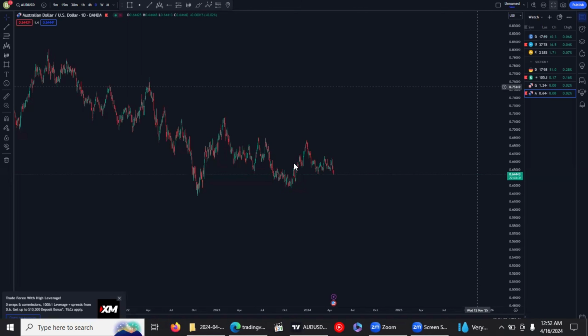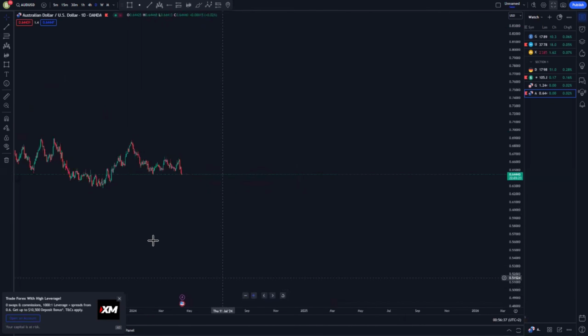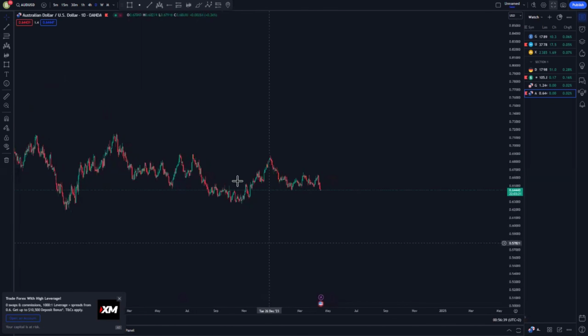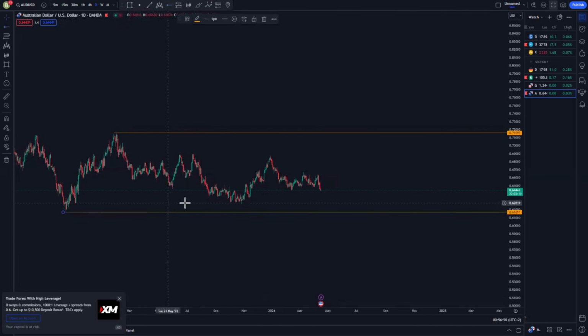I'm going to analyze AUD USD, starting from the daily time frame. So I'm just going to zoom in a little bit. With the zoom, guys, you could see that we have to highlight the highest high of the market and then highlight the lowest low of the market. And then again, we can analyze the structure that we see, guys. So this is the structure that we see.